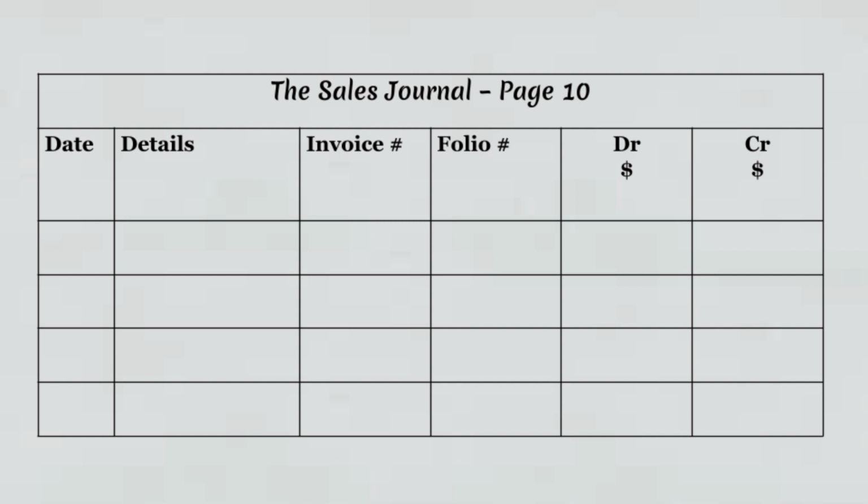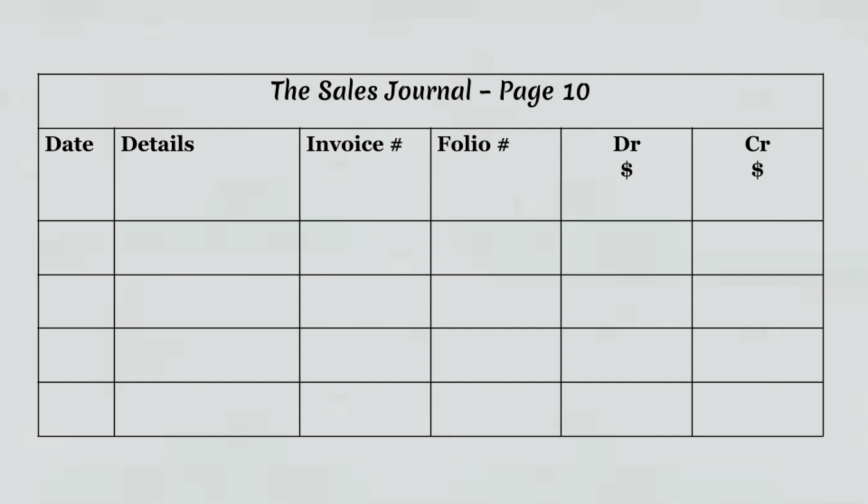The invoice number links the sale to the particular invoice if there becomes a need to double-check some information. The folio number is used to show on what page in the ledgers this particular transaction can be found. And as was mentioned earlier, this is for cross-referencing purposes.